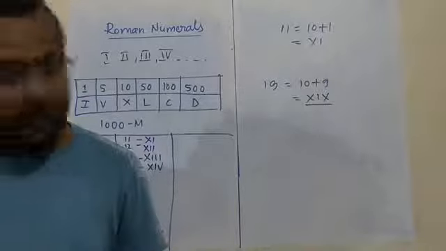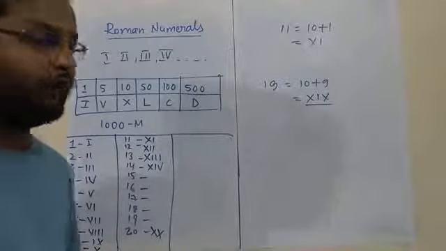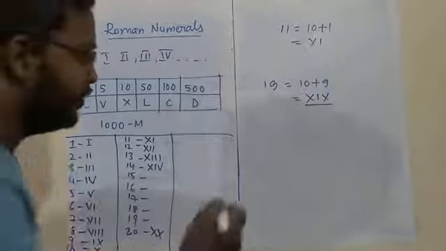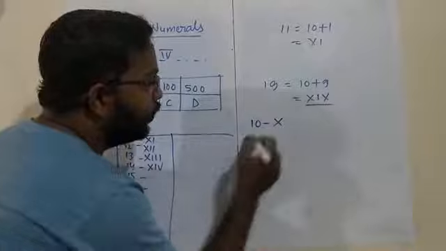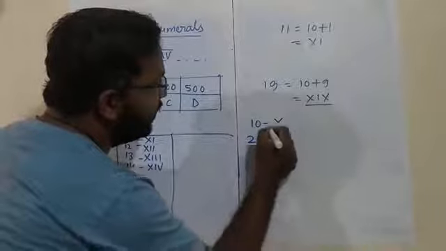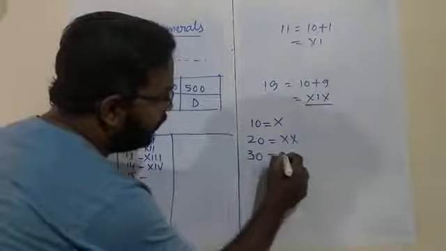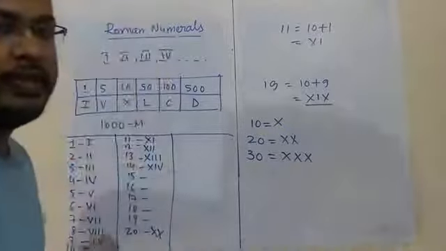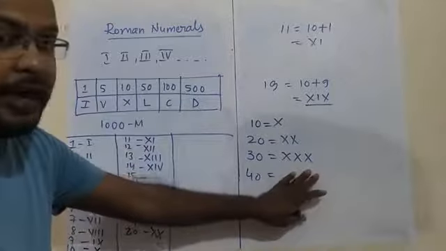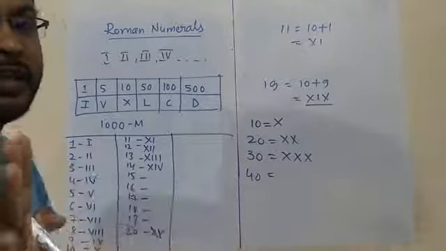So let's take how to represent 10, 20, 30, 40 and 50 in Roman numerals, because if you know that, you can easily write numbers up to 50. For 10, I already told you we have to use X. And for 20, how to write it? It will be XX. And for 30, we have to use XXX, 3 times X. For 40, can I write XXXX, 4 times? No, as I told you earlier, I cannot write letters 4 times continuously.